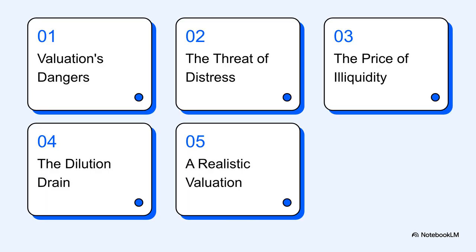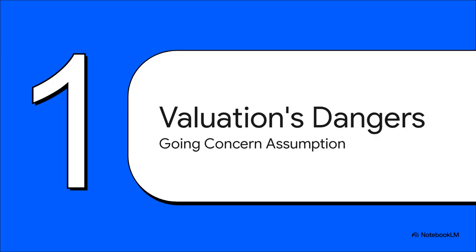So here's the game plan. We'll kick things off with the fundamental flaw in most valuations. Then, we'll get into 3 critical adjustments for distress, illiquidity, and dilution. And finally, we'll pull it all together to build a much more realistic picture of what a company is actually worth.